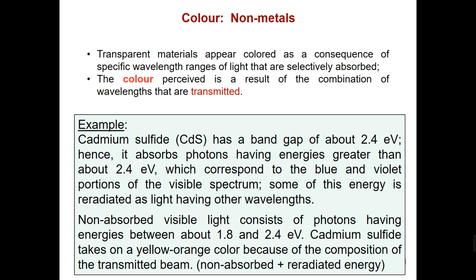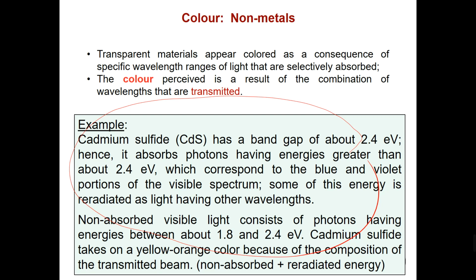Color in the case of non-metals, basically transparent materials appear colored as a consequence of specific wavelength ranges of light that are selectively absorbed. The color perceived is a result of the combination of wavelengths that are transmitted. So this is another example of cadmium sulfide. We know that CdS is one of the best material for solar energy or solar energy device.